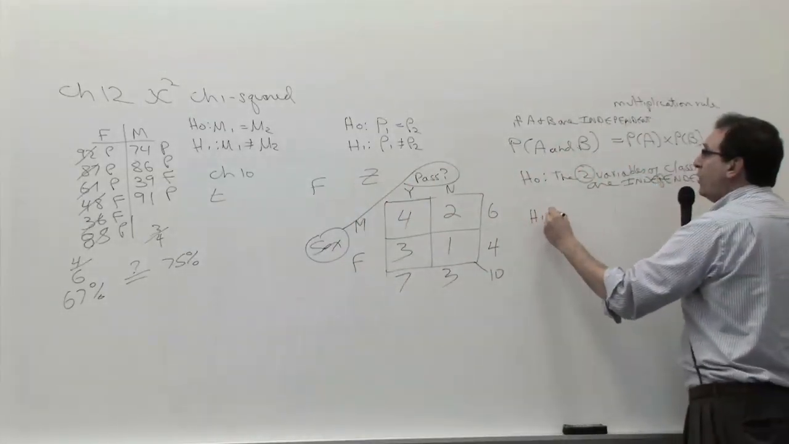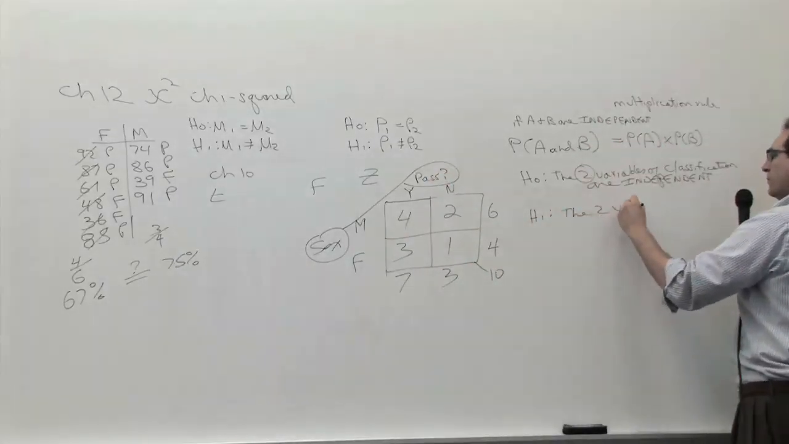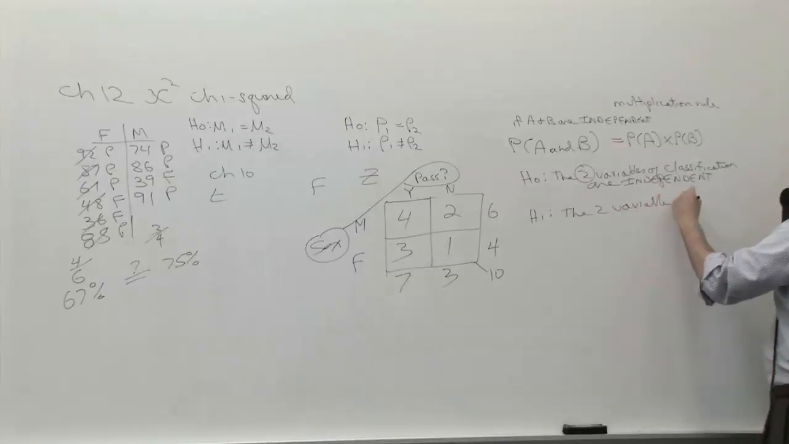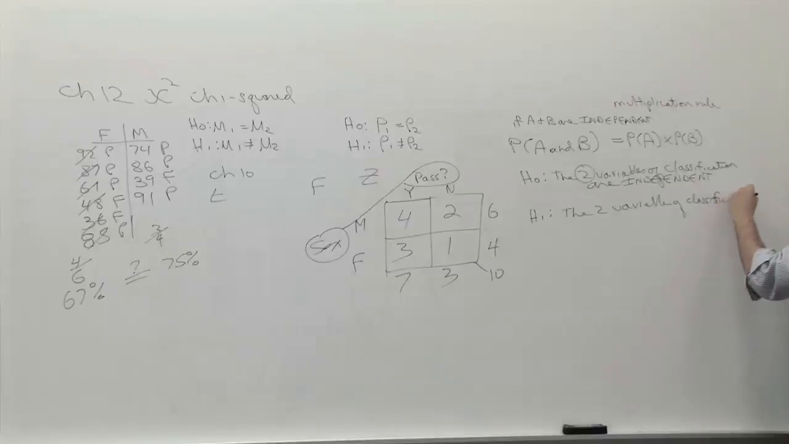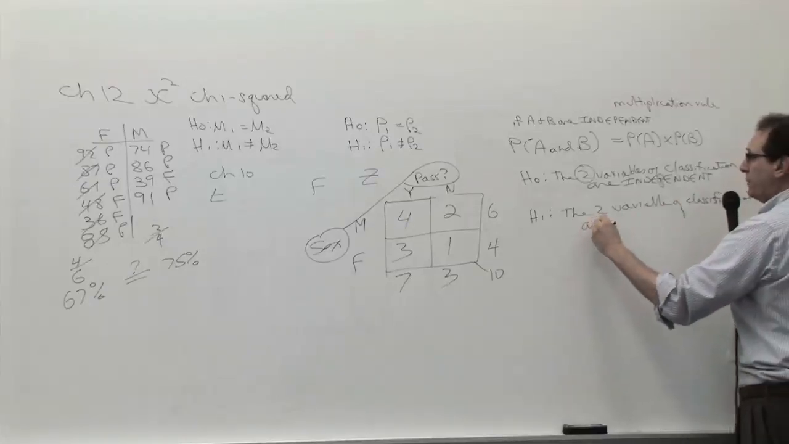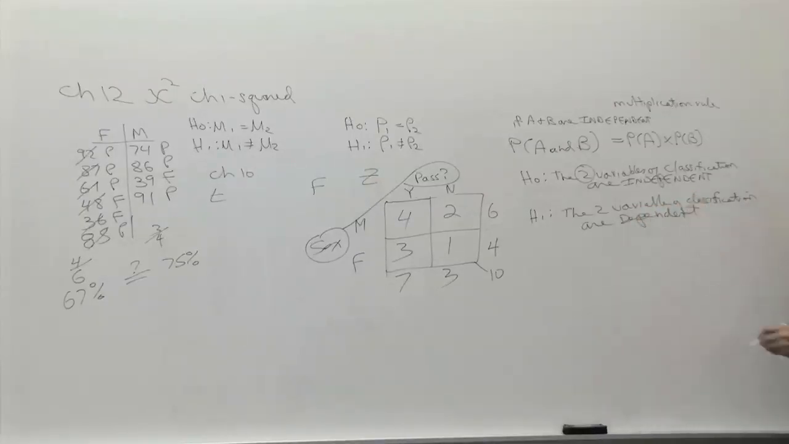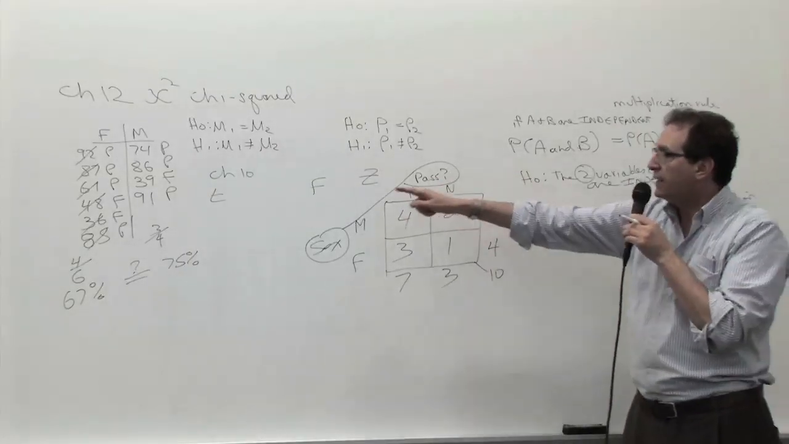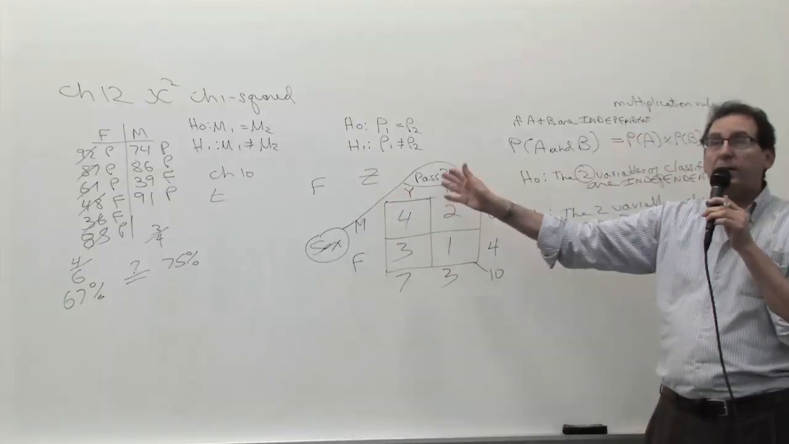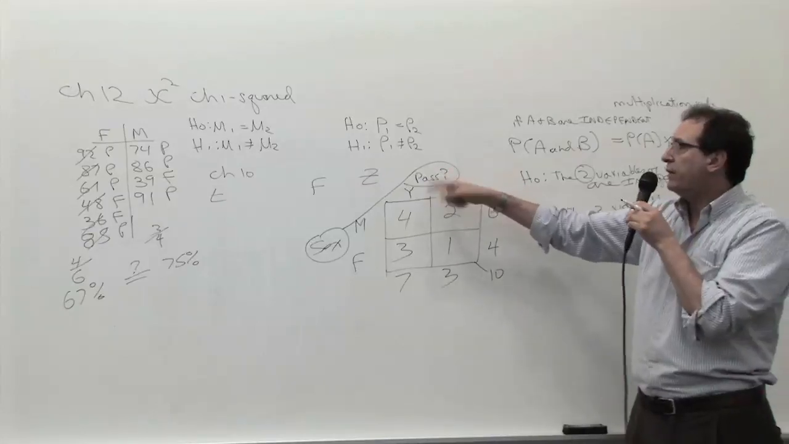The H1 is no, that there is a relationship between them. The 2 variables of classification are not independent, or dependent, if you want to call it by a word. So how are you going to decide? Now, again, if it turns out the proportions are exactly the same, then it's easy. But what if they're, like in this case, 67 and 75? They're pretty close. So probably it turns out that somebody's sex doesn't really greatly influence whether they pass or fail.